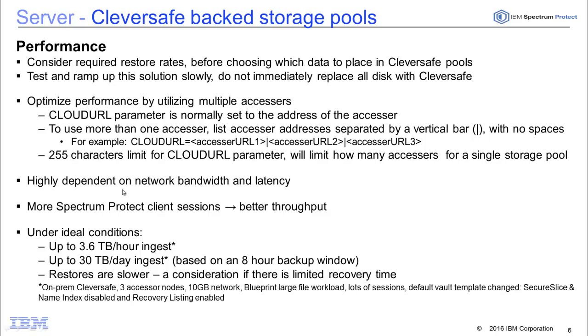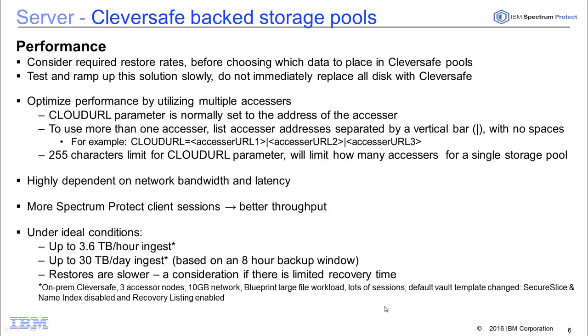Now your performance is going to be very dependent upon the network bandwidth and on latency rates. What we do see is that the more Spectrum Protect client sessions you have connecting in, the better throughput you'll see. In our lab, what we found under ideal conditions where we did have an on-premise Cleversafe with 3 accessor nodes, 10 gigabit network, we utilized the blueprint for large file workload.